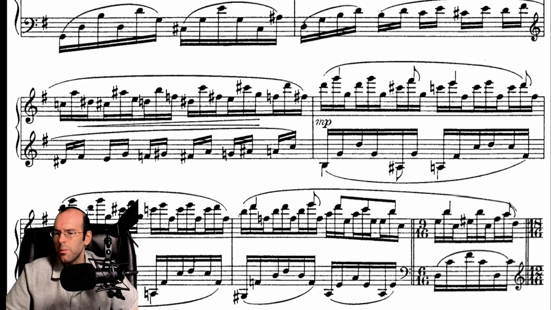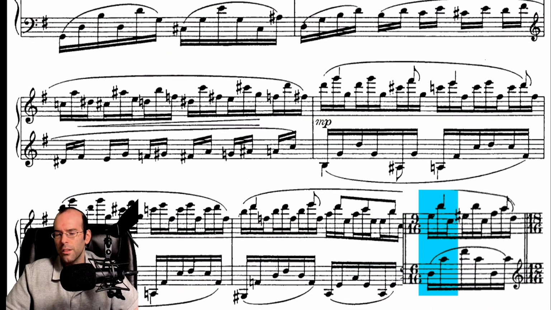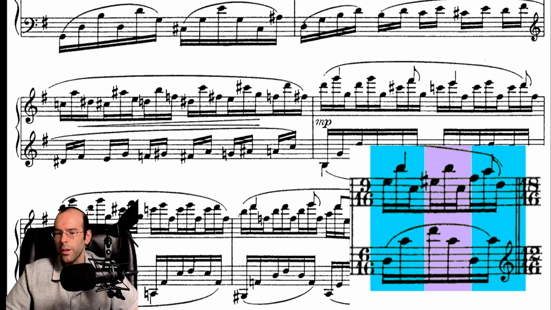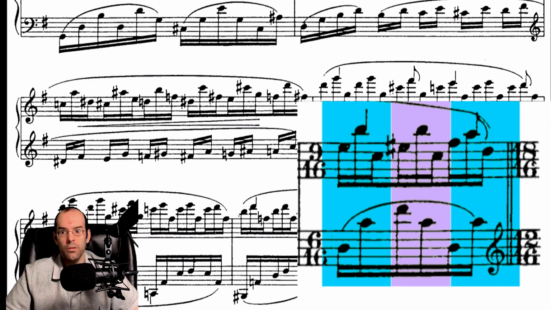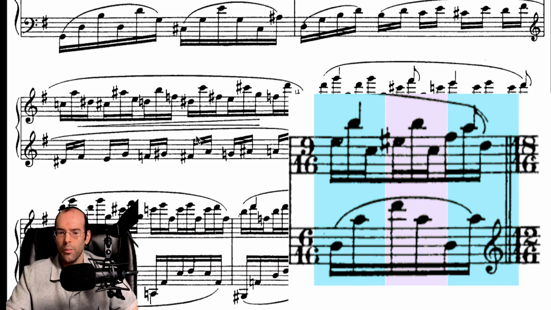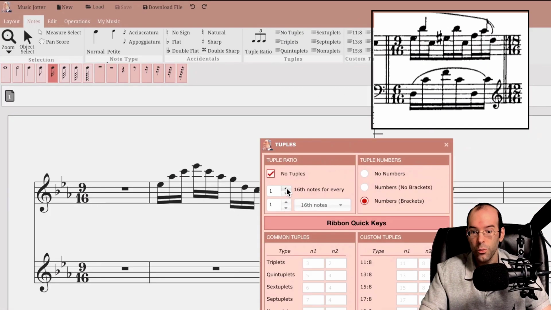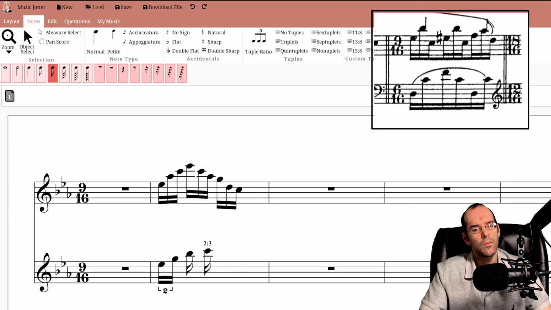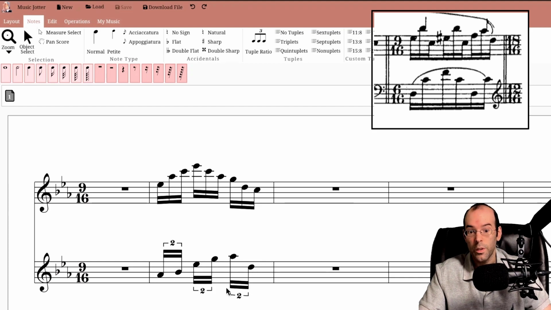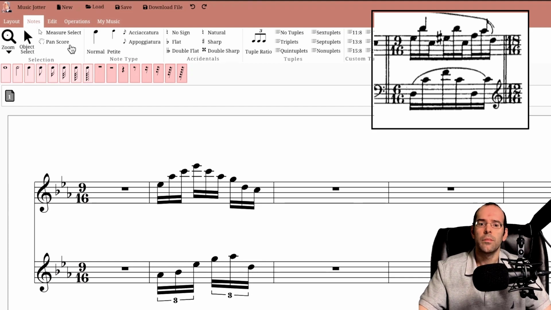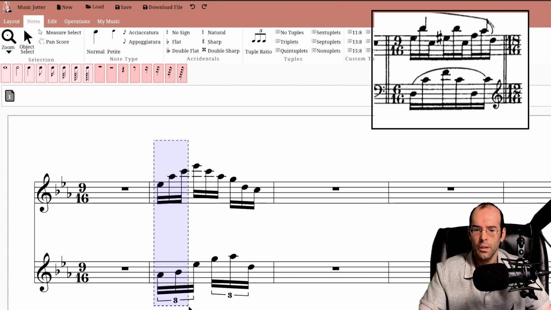So it looks like the same ratio. We have 2/16 notes for every 3/16 notes. So we're same exact ratio actually. And this should solve that problem. Okay, so let's click on tuplet ratio. And now we have 2/16 notes for every 3/16 notes. Let's rebeam. And let's verify the rhythms.